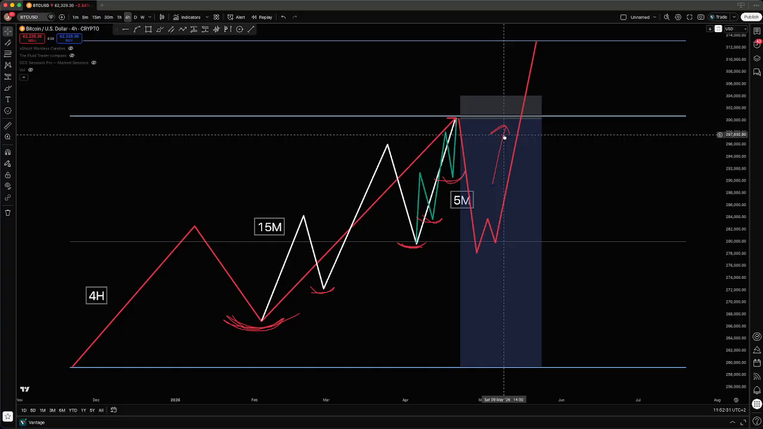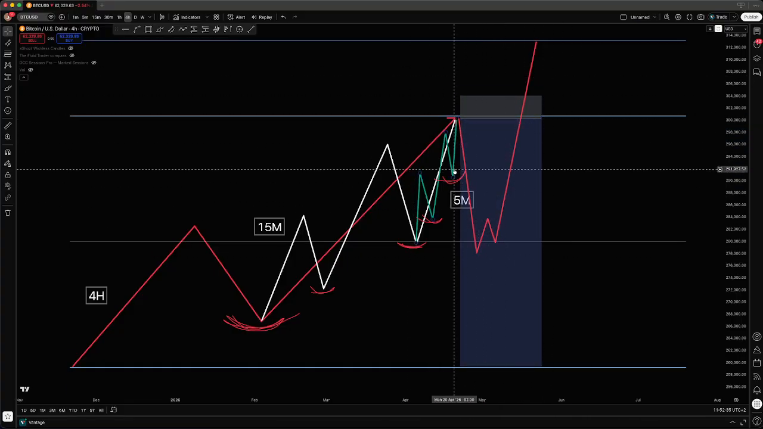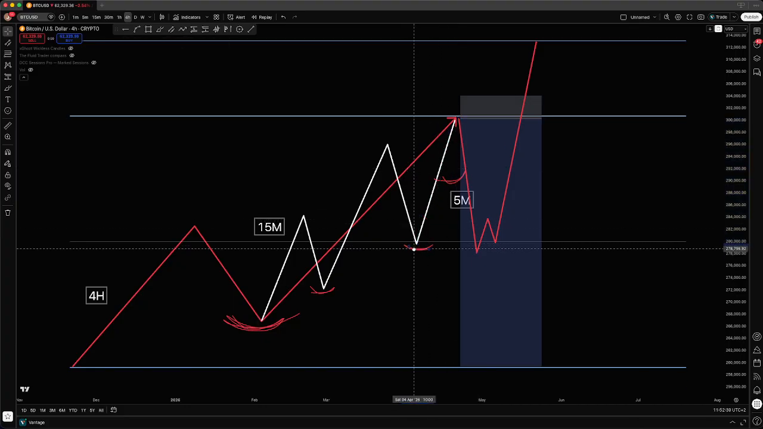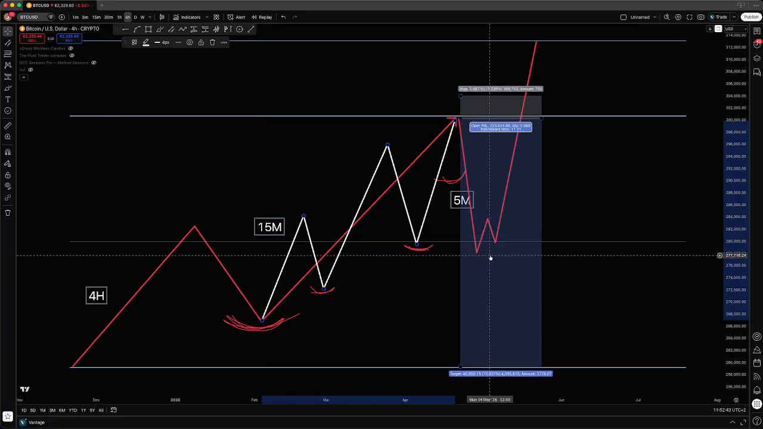And this will be the chart later on, okay? So the 5-minute is swept, the 5-minute liquidity is gone, but the 1-hour and the 4-hour are still there.